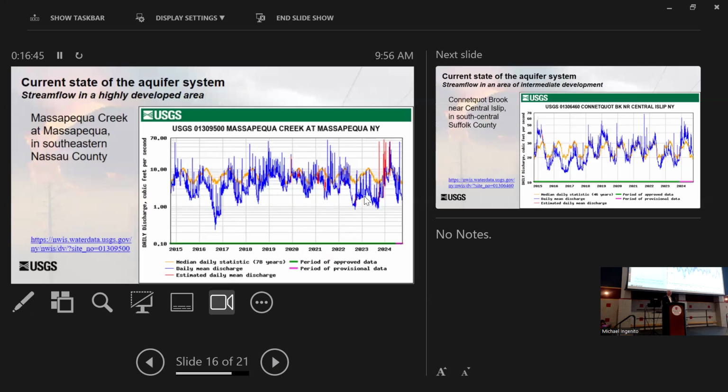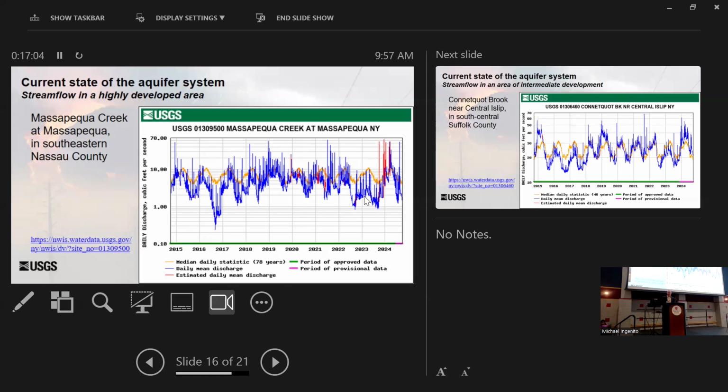Pivoting to stream flow. I mentioned earlier that virtually all of our surface water features on Long Island are groundwater fed, and that's especially so for our streams. Here we're looking at stream flow, again, from southeastern Nassau County, a highly developed portion of our system. Same 10-year period across the x-axis here.